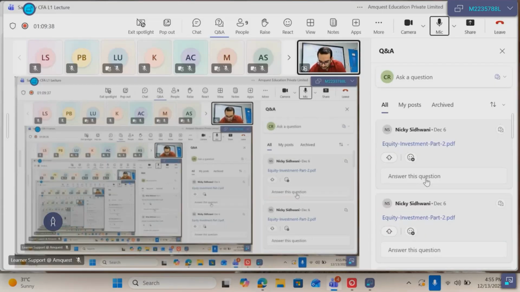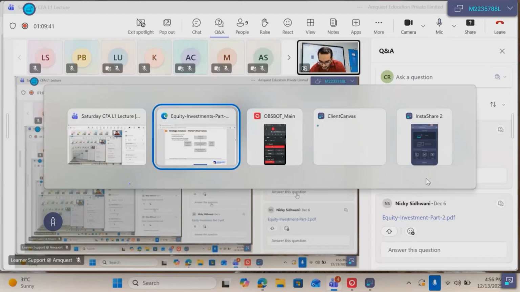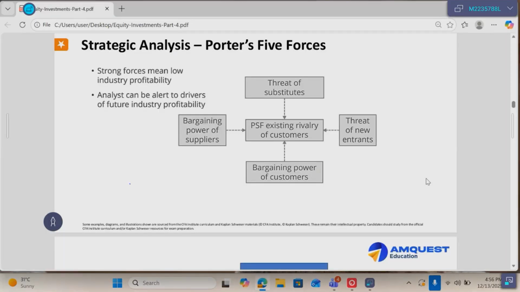Okay, if you have any questions, you can post it in the Q&A. I'll be frequently visiting the tab to check if there are any questions. You can even unmute and ask if required.